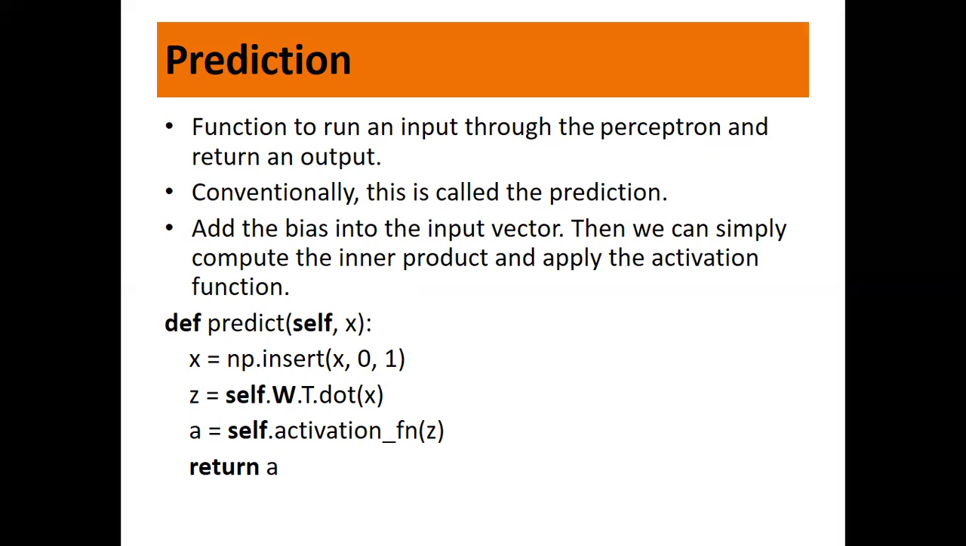Now, add the bias into the input vector. We already know the role of bias. Then we can simply compute the inner product and apply the activation function. This is what we are doing in the predict function. We create the input function Z by taking the product of weight and input and adding a bias to it. Then we apply the output of this input function to the activation function, and it predicts the value A, the data stored in the variable A. So it returns A. This is a simple prediction. Fine.